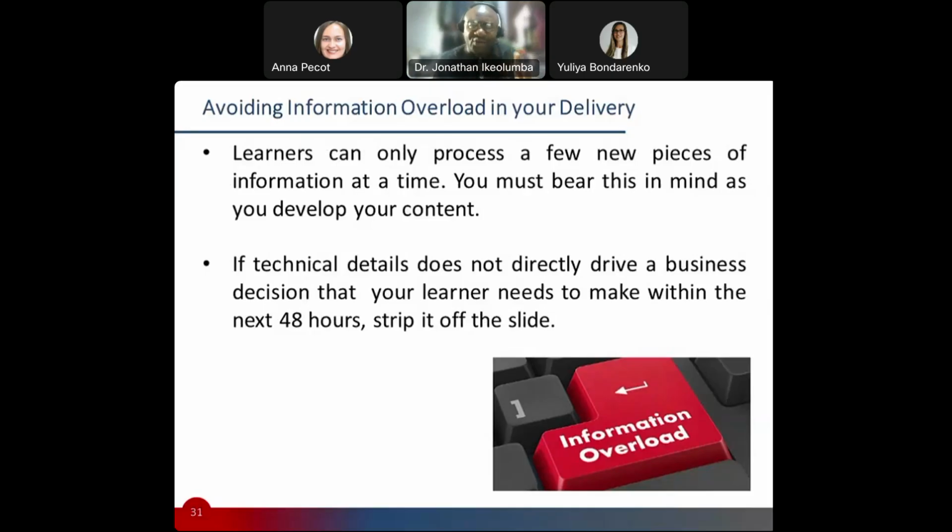I have a rule I call the 48 hours rule when I'm delivering technical training. My rule is that if I think that what I'm trying to drive at will not be relevant to the trainee in the next 48 hours, I will tend to strip it off the slide and put it as an attachment. So if I think they would not be able to apply what I'm saying to them over the next 48 hours, meaning the next 2 days, right? I tend to say, okay, that's a good kind of information to attach to the presentation that I'm making.